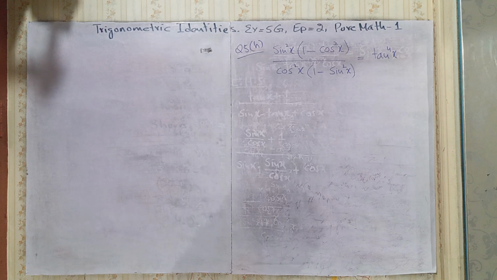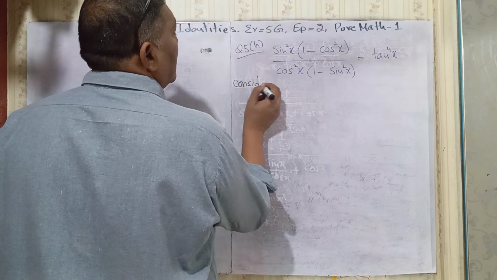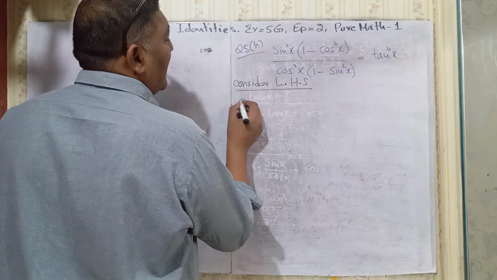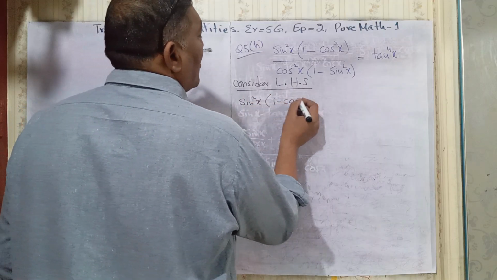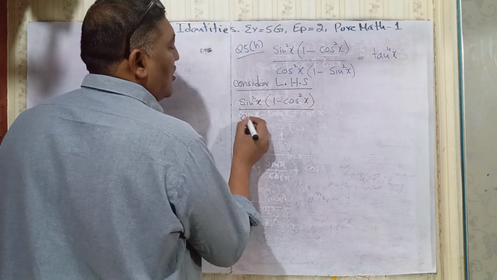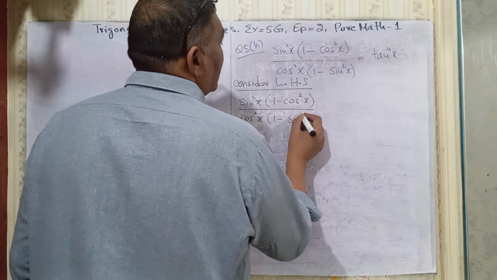Our method is still the same. We have to prove that the left hand side is equal to the right hand side. So what I will do, I will consider the left hand side. You have sine square x (1 minus cos square x) divided by cos square x (1 minus sine square x).